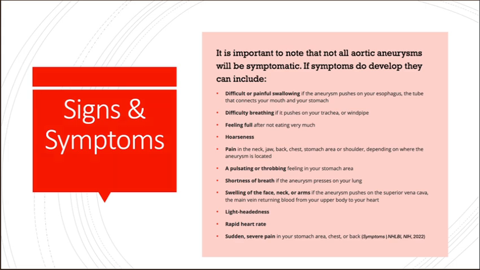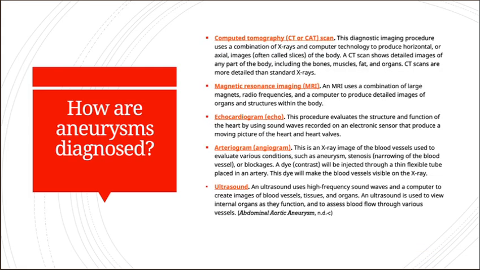In that case, it is an emergency situation, and that person needs to get to an OR and receive blood products as soon as possible. So, diagnosis of an aortic aneurysm, there's a couple different ways that these can be diagnosed. The first would be a CT scan or a CAT scan, which is basically a combination of X-rays and computer technology that produce a horizontal or axial image of the inside of a patient's body.